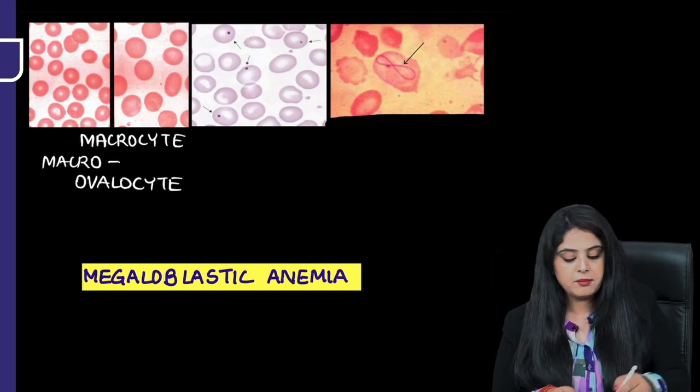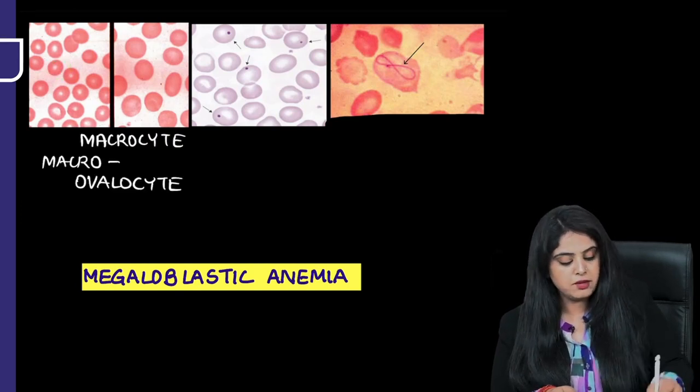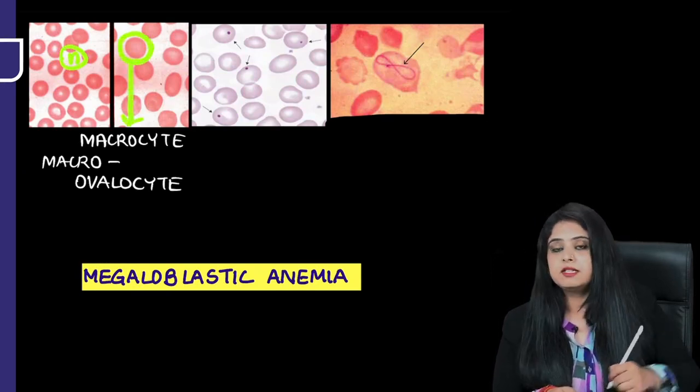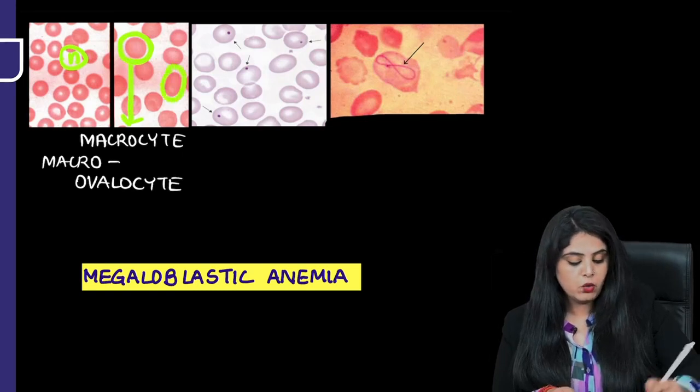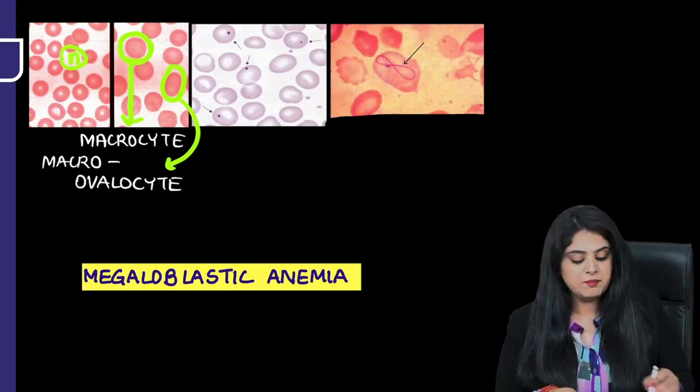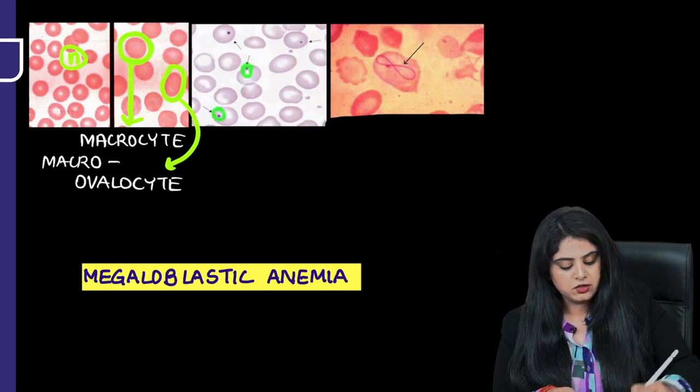So let's see the pictures. The cells are going to become big. So here you've got normal cells. For comparison, I've got you normal RBCs, and here you can see the RBCs are becoming very big. That is going to be a macrocyte. Not only big, they are also becoming oval. If they are becoming oval, I call them macro-ovalocyte. So remember, macrocyte, macro-ovalocyte. Then what are these single dots that you're getting?